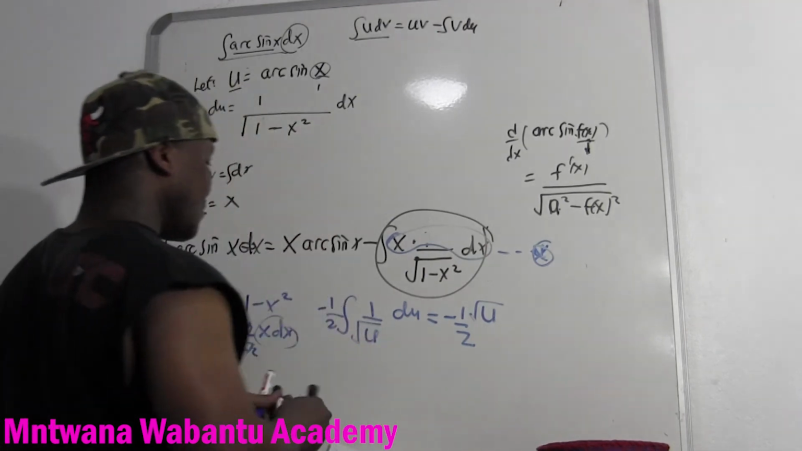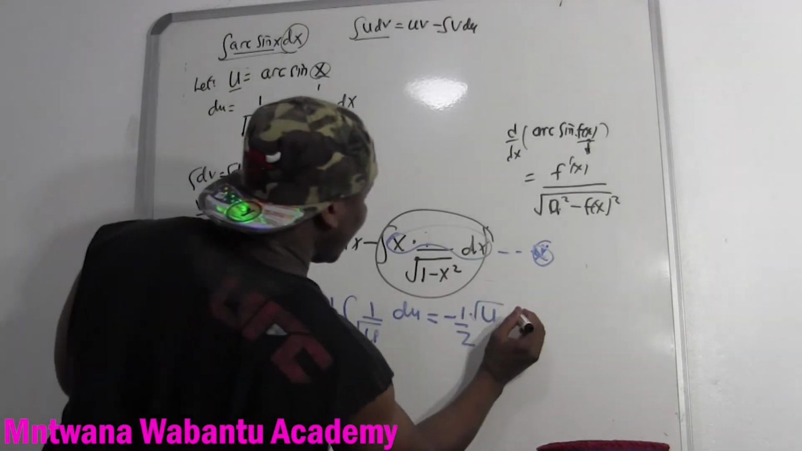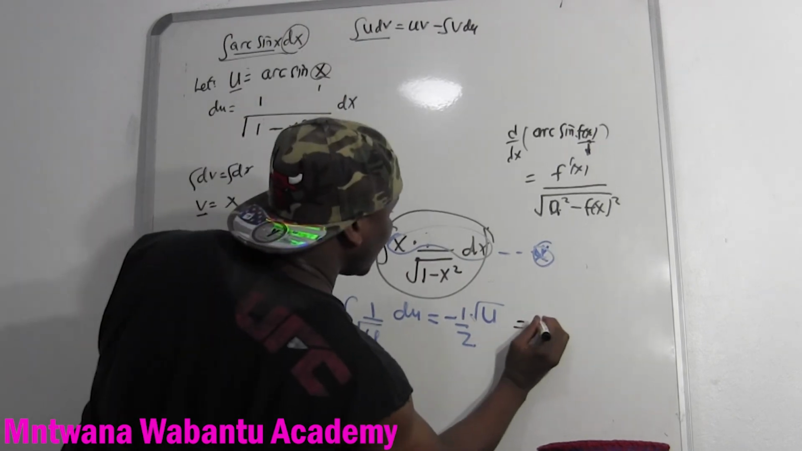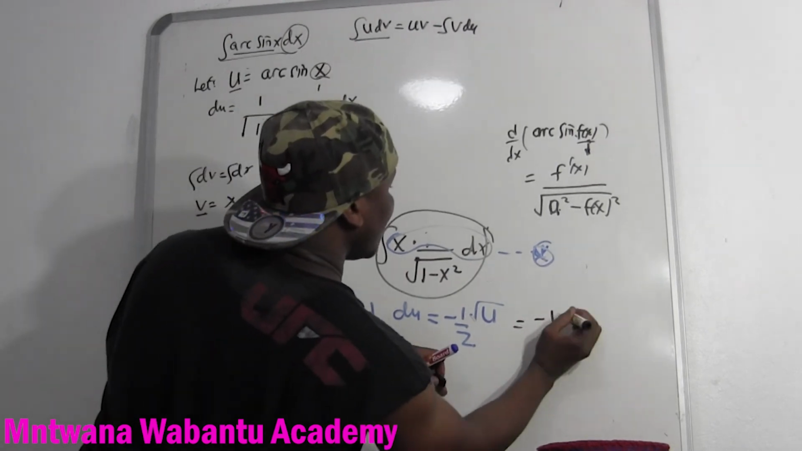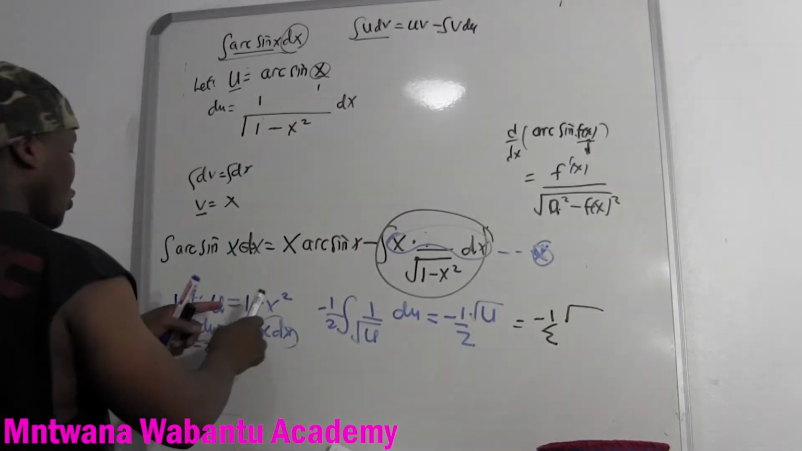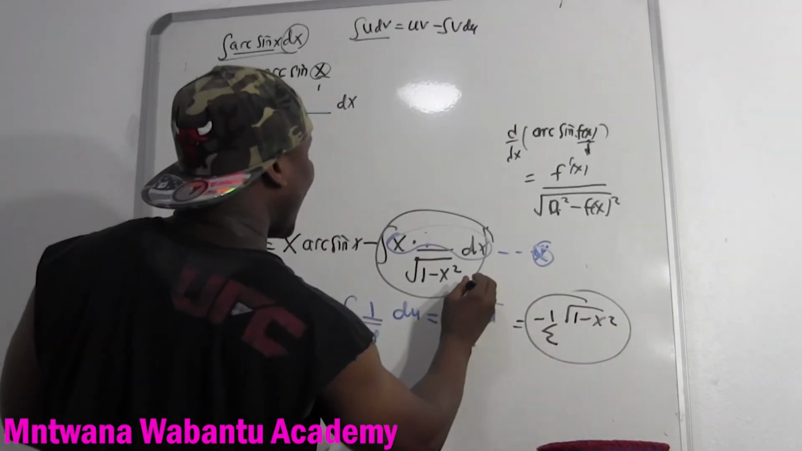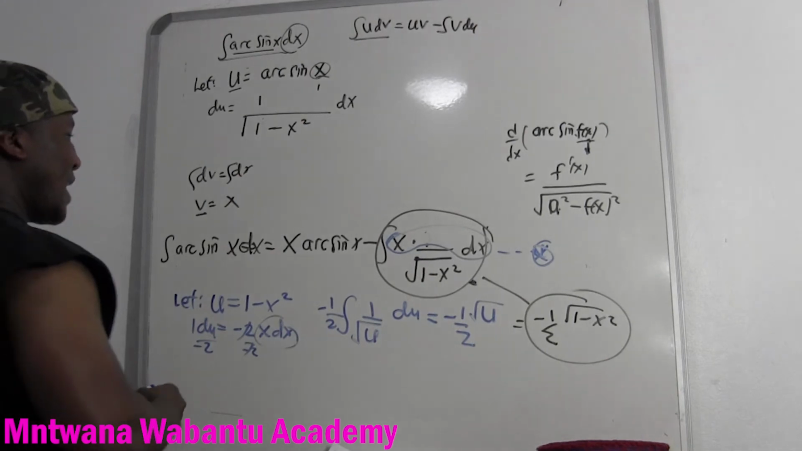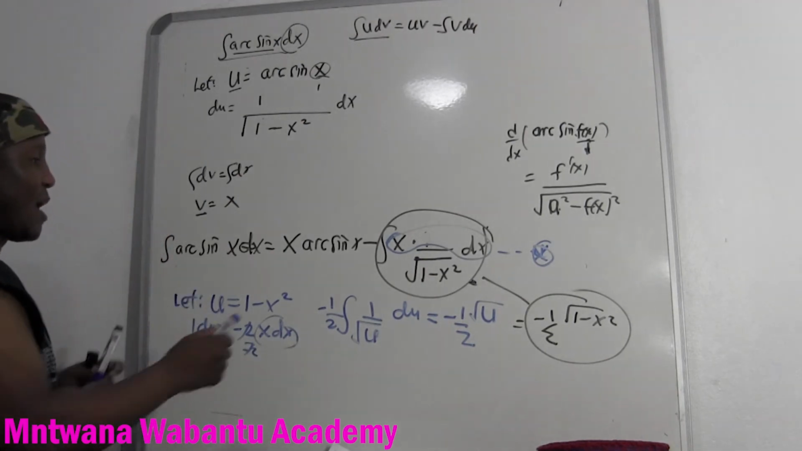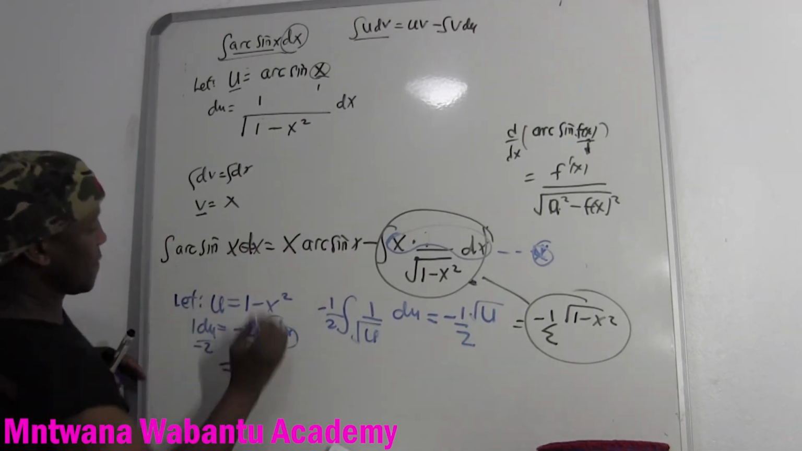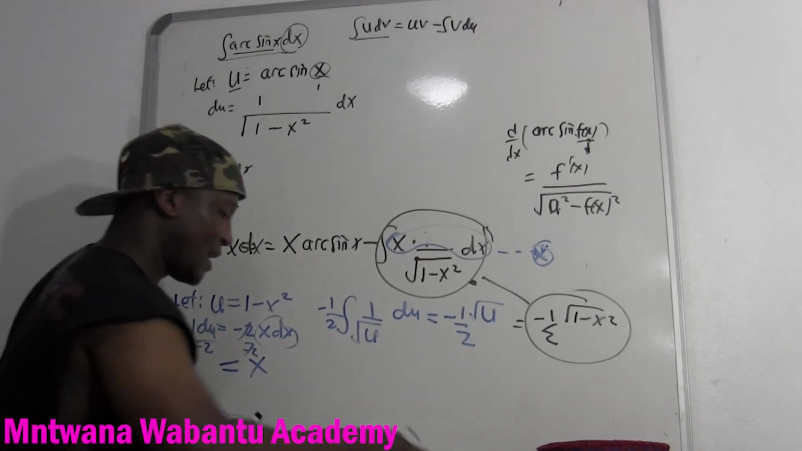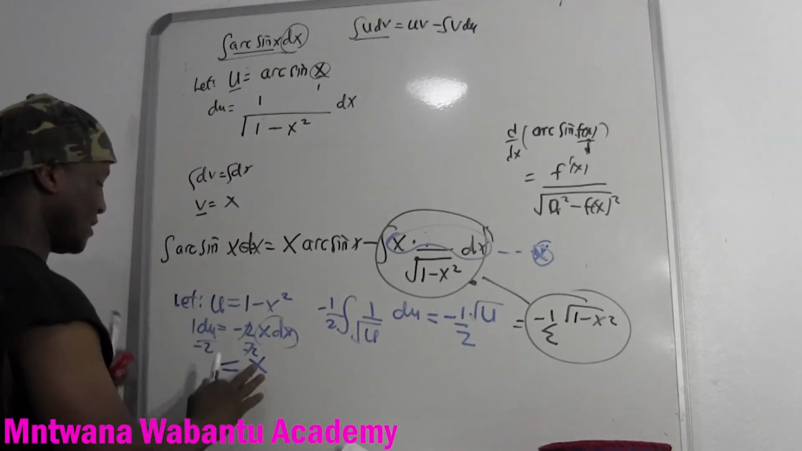And then after that, this equals negative 1 over 2 square root. But what is u? U equals 1 minus x squared. So 1 minus x squared is going to come in here. So finally, this is x. Let me use another color here, maybe paint it red. It's going to make a lot of sense.